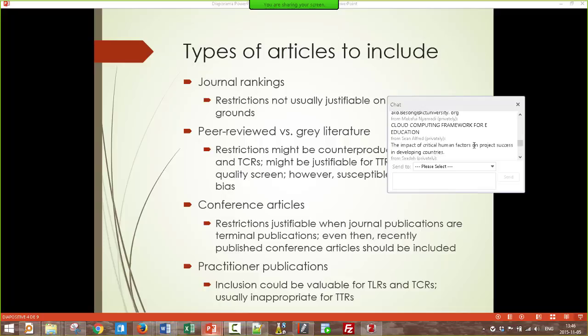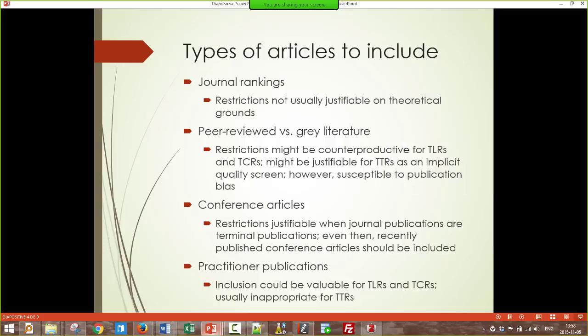You also have risk, so excessive risk taking. Okay, so a matter of risk proclivity or aversion, as another human factor. So we'll work with Sean's topic. The first item in the types of articles to include is journal rankings.